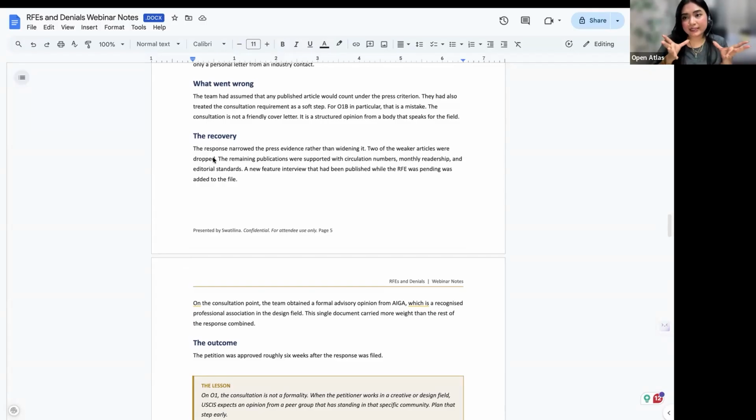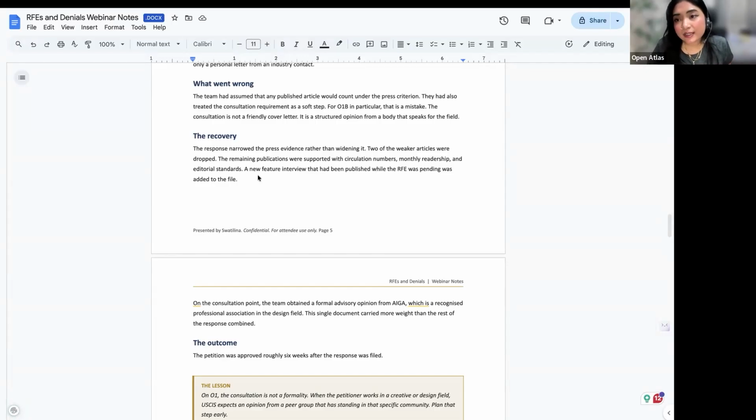Sometimes you also have to see this: the officer is giving, say, three, you have filed six criteria, and you received four criteria in the RFE. So you have to make sure whether you want to respond to all, and if you're responding, how to respond, discount some of the components, how to mitigate it. Like blogs cannot be a part of it. So in this case, they have just removed the blogs part. Two of the weaker articles were dropped, as I said. The remaining publications were supported with circulation numbers, media traffic, monthly readerships and editorial standards, and a news feature interview that had been published while the RFE was pending.